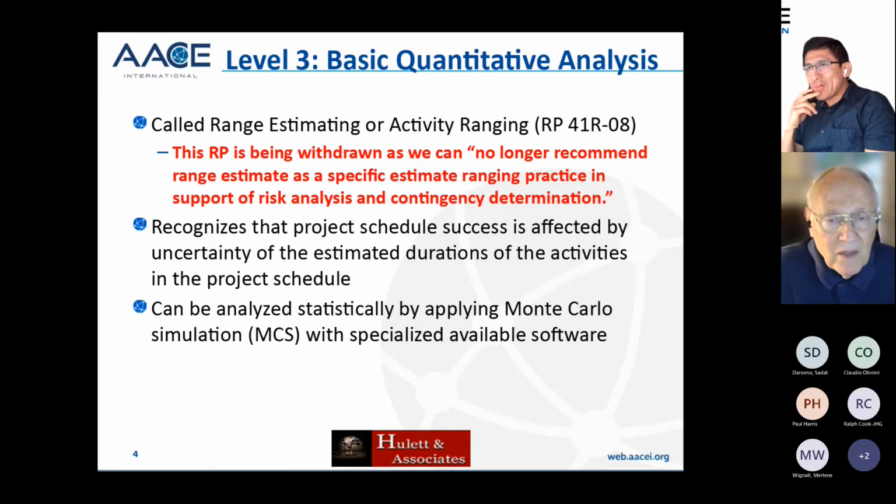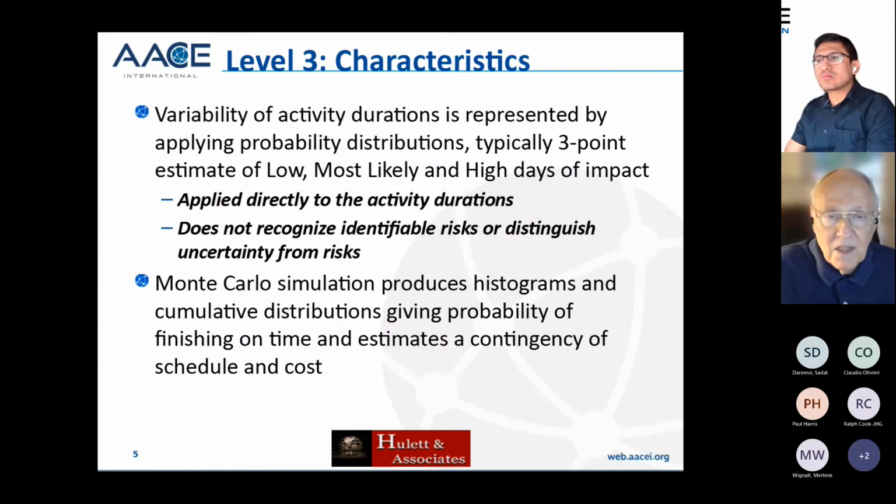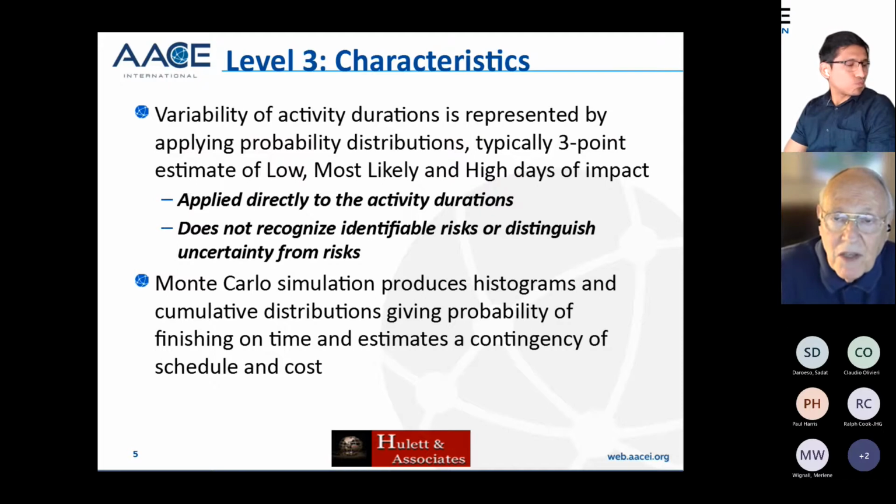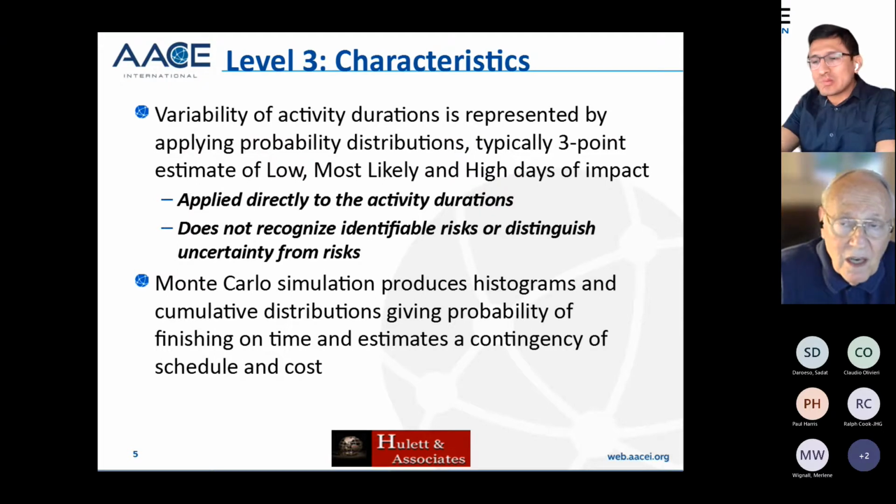So it's a lot better than just qualitative analysis at level 2. So we don't want to slam it, except that by now it is no longer acceptable to AACE. One of the reasons is that variability of activity duration is represented by applying probability distributions, usually the low, most likely, and high values, directly on the activity durations.